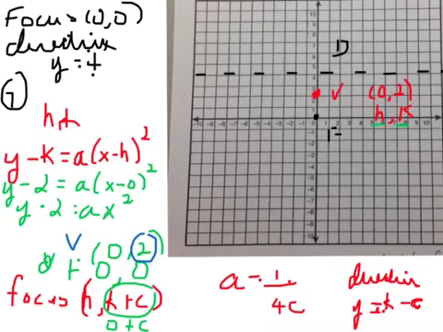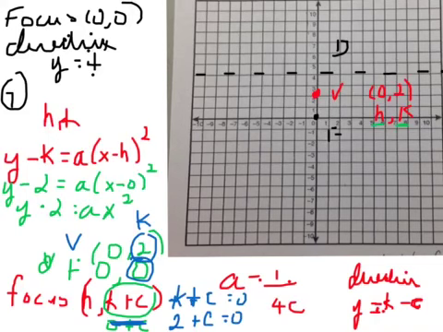So my K here is 2. So if I want to find out if my focus is 0, if this is 0, we know that K plus C is equal to 0. Well, we know what K is. It is 2. So 2 plus whatever C is equal to 0. If you subtract 2 from both sides, you find out that C is negative 2.